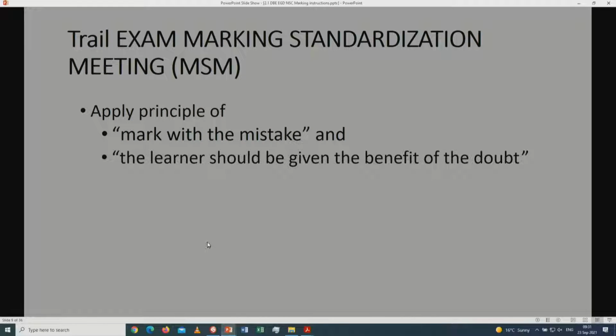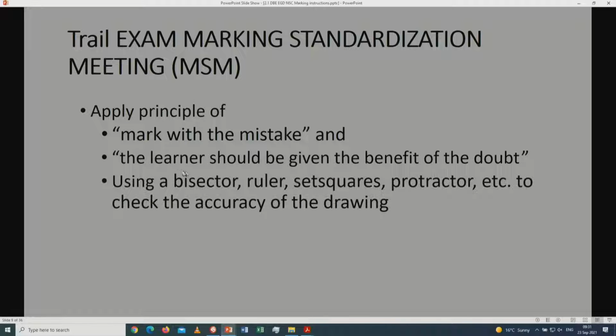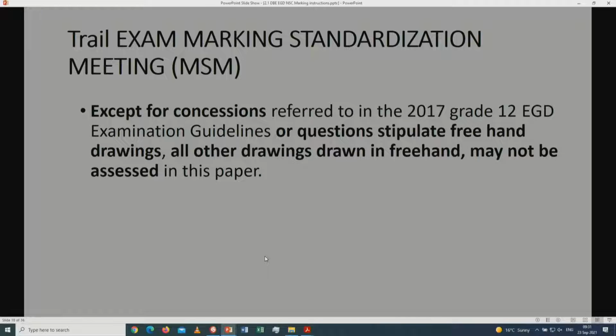And then also the learner should get the benefit of the doubt. If there's any doubt in terms of size, in terms of projecting it into a certain direction or whatever the case might be, you will give the doubt to the learner and don't take it to yourself. All right, and then also use a bisector, ruler set, set squares. Then also, except for concessions, basically what it points out to you here, that all other drawings drawn in freehand may not be assessed. All right, paper 2, no freehand drawings, not at all.